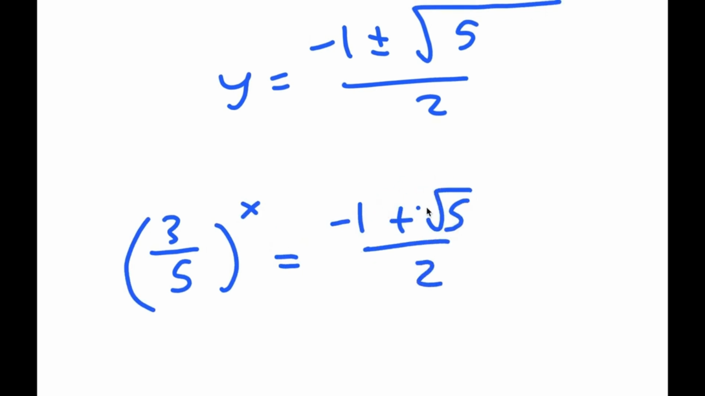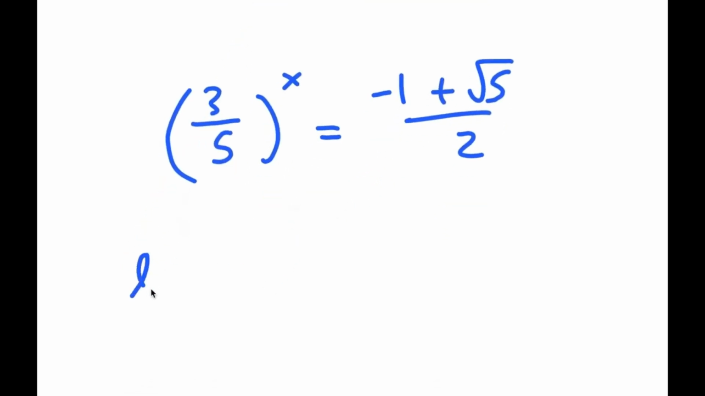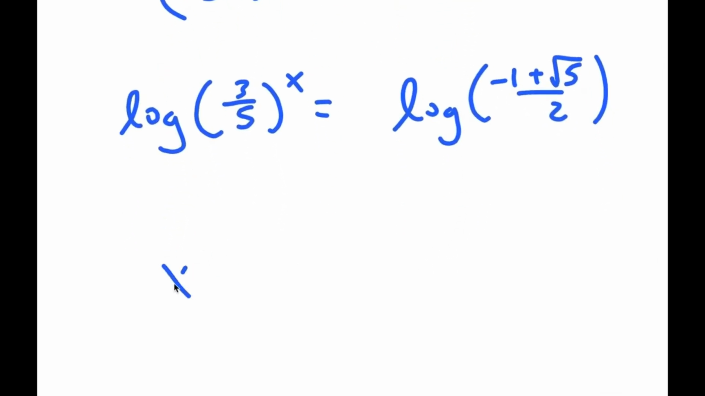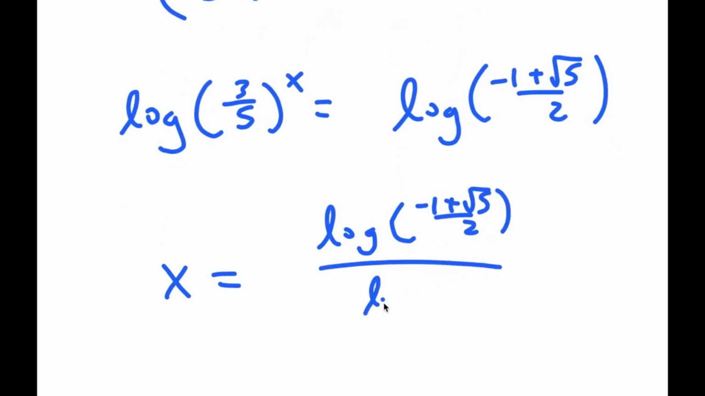And the reason why negative 1 minus the square root of 5 over 2 doesn't work is because that's negative, and you can't take the power of a positive number and make it equal negative. So from here, if I take the log on both sides, I get log of 3 over 5 to the power of x is equal to log of negative 1 plus the square root of 5 over 2. So I get x is equal to log of negative 1 plus the square root of 5 over 2, over log of 3 over 5. So this is my solution.